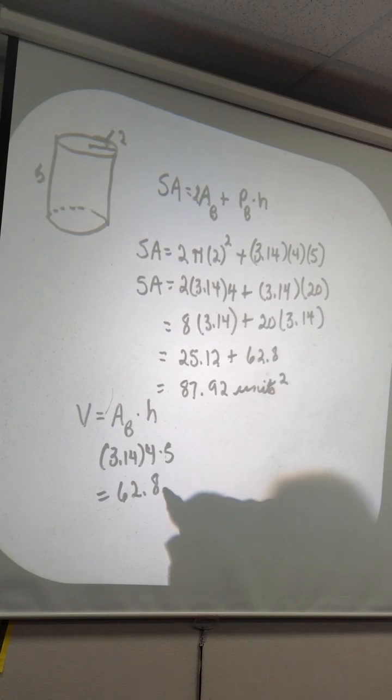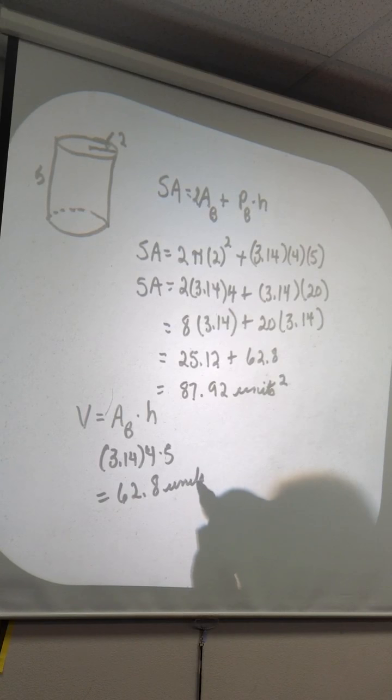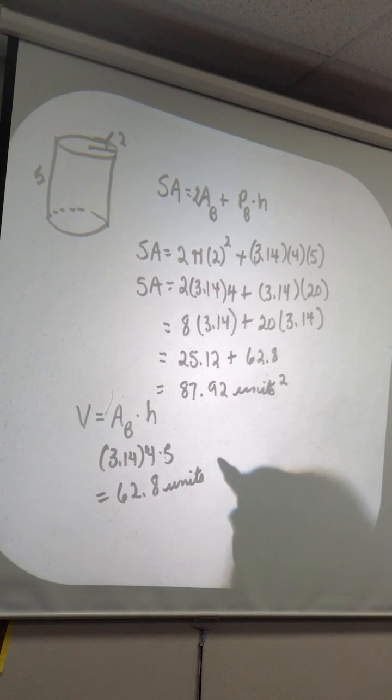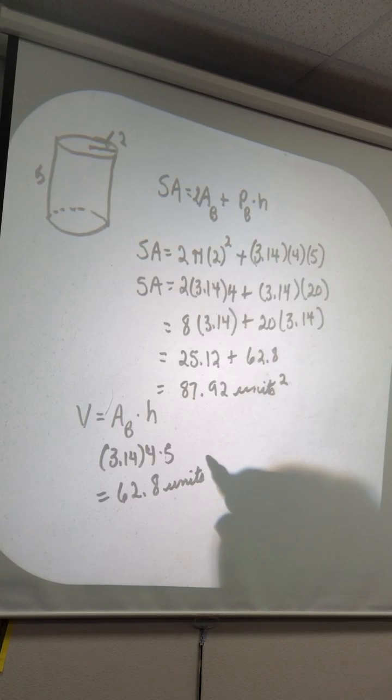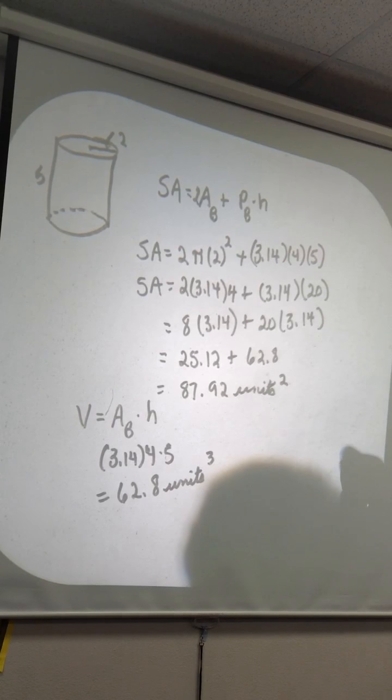62.8 units, and what's it gonna be? 62.8. Yeah, 62.8, what units? What's it gonna be, Elijah? Cubed. When you're finding volume, it has to be cubed.